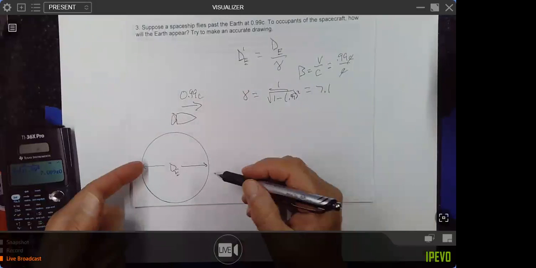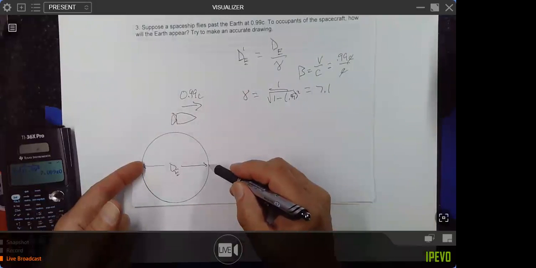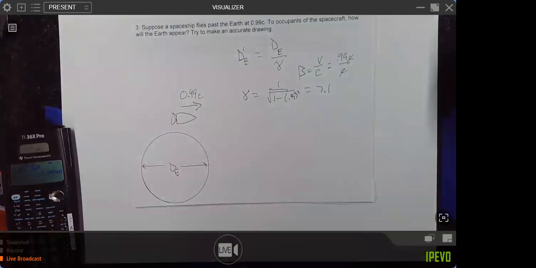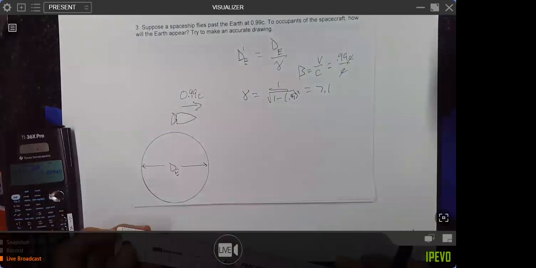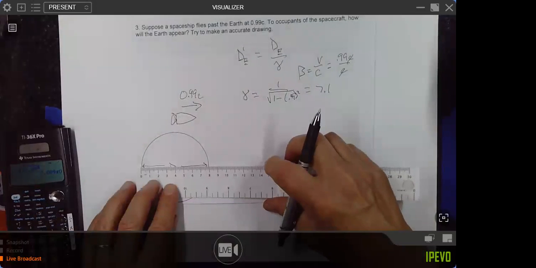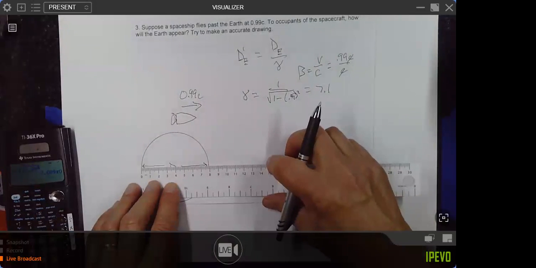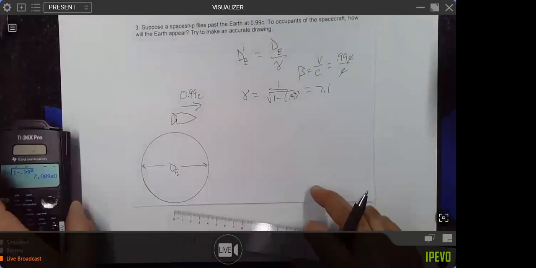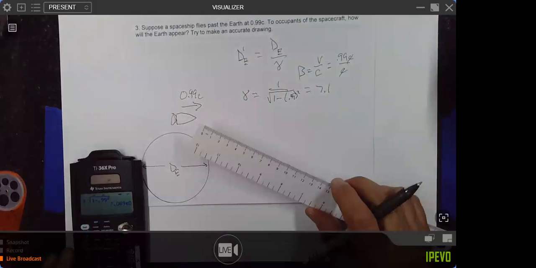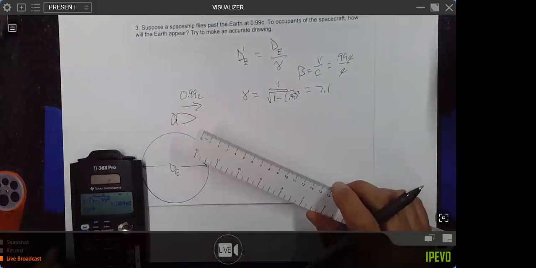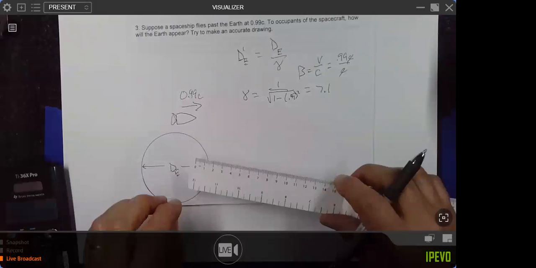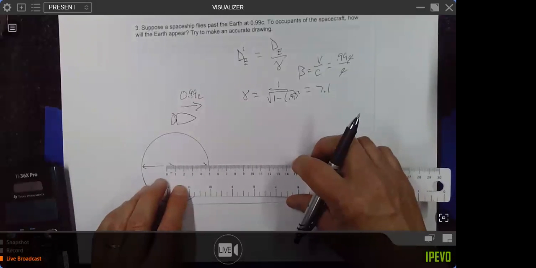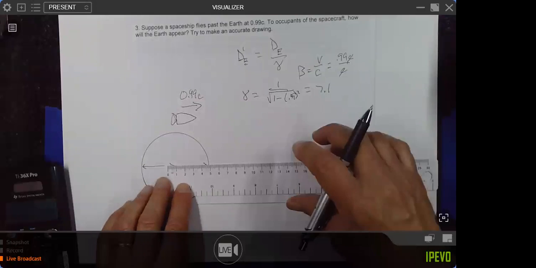7.1 is about the value of gamma. So if I measure this length and divide it by 7, that'll be the new apparent length. Oh, that one doesn't, here we go. I wanted something with millimeters on it. It's going to be about 79 divided by that number, which should be around 11. Yeah, for practical purposes, it's only going to be 11 wide here.